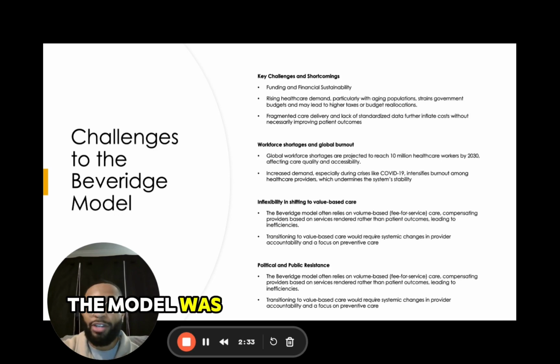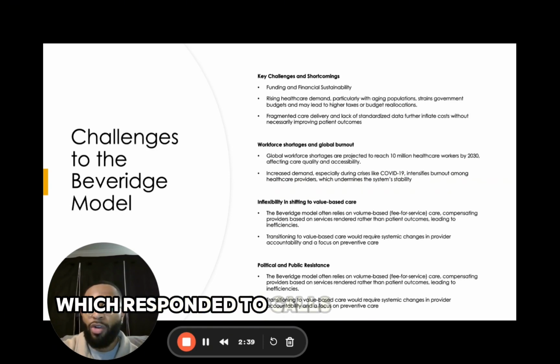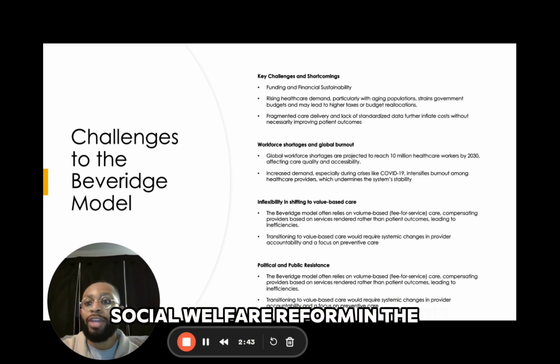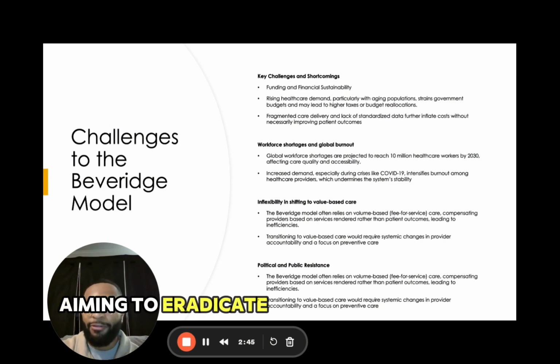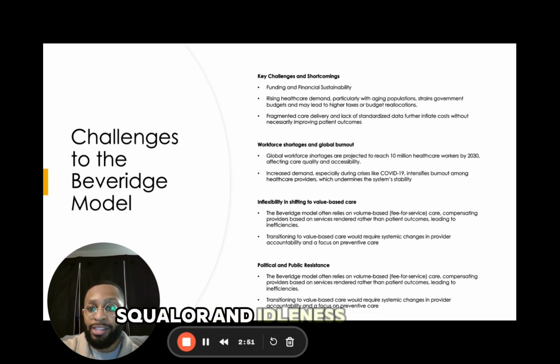There are also implementation challenges. The model was introduced in 1942 by the Beveridge Report, which responded to calls for post-World War social welfare reform in the UK, aiming to eradicate the five giants, which are want, disease, ignorance, squalor, and idleness.